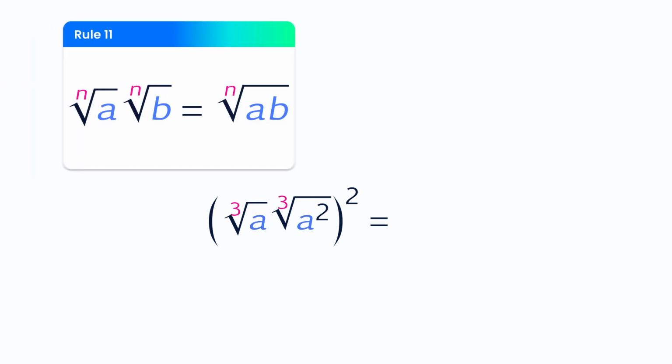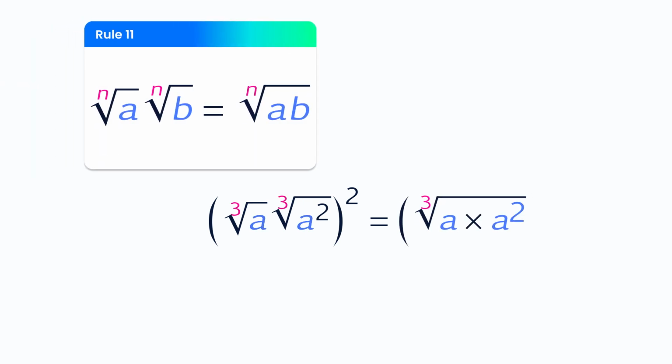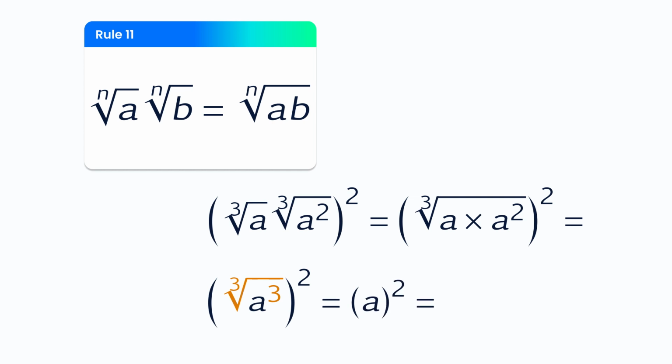First, you want to simplify the expression, the quantity, the cube root of a times the cube root of a squared, squared. You start inside the parentheses. Using Rule 11, you get the cube root of a times a squared. A times a squared is a cubed. And the cube root of a cubed is just a. The root and power cancel each other out. So now you're left with the quantity a squared, which just equals a squared.